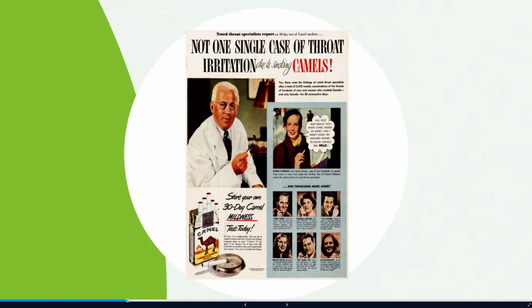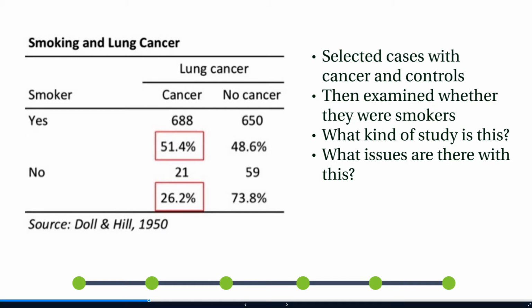But of course, all of these ads are about immediate issues. So maybe it doesn't bother your throat, but at the time, there wasn't necessarily sufficient scientific evidence to look at more severe outcomes associated with smoking. So finally, in 1950, there was a study done that selected cases and compared them to those with and without cancer. So we looked at smokers, yes and no, and we looked at people with lung cancer and without lung cancer, and examined whether or not they were smokers.